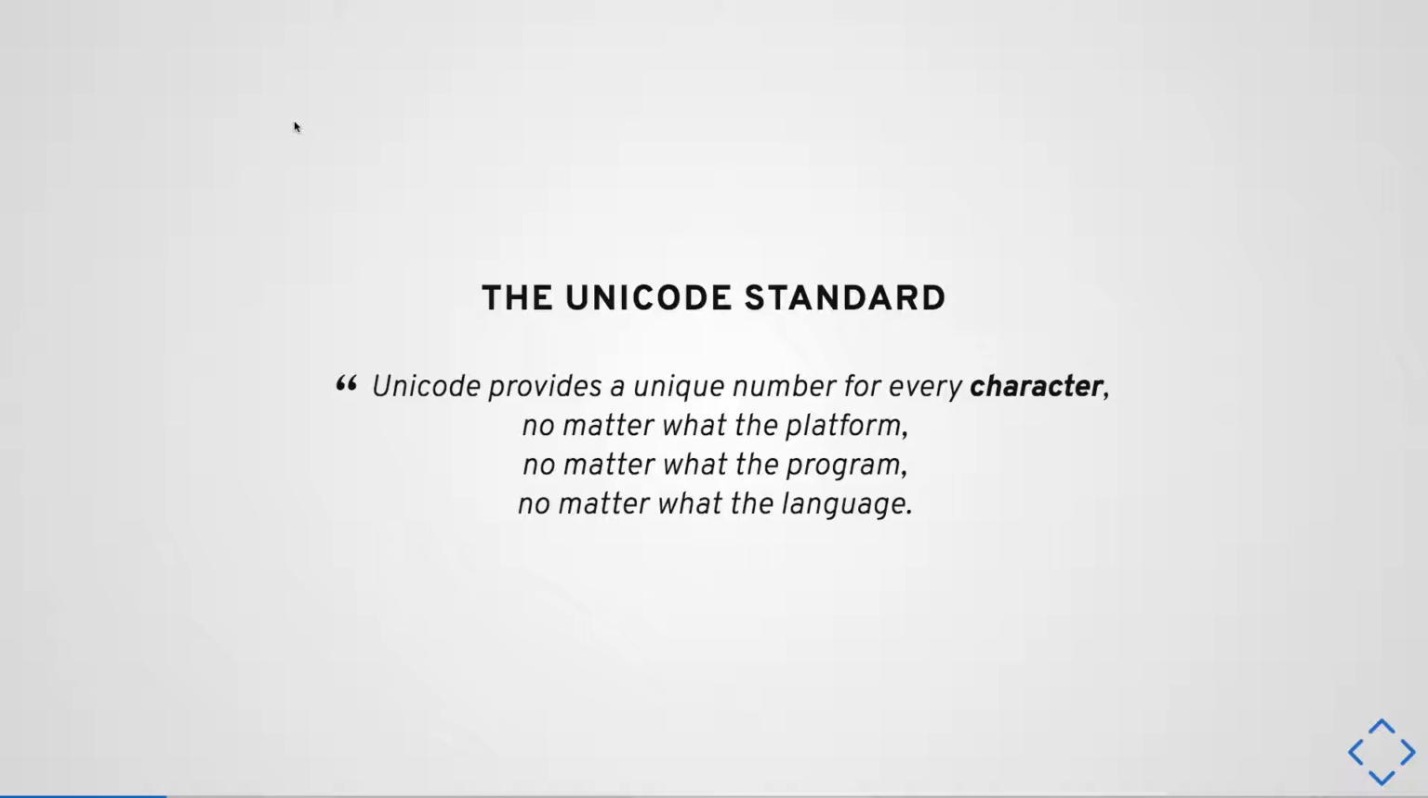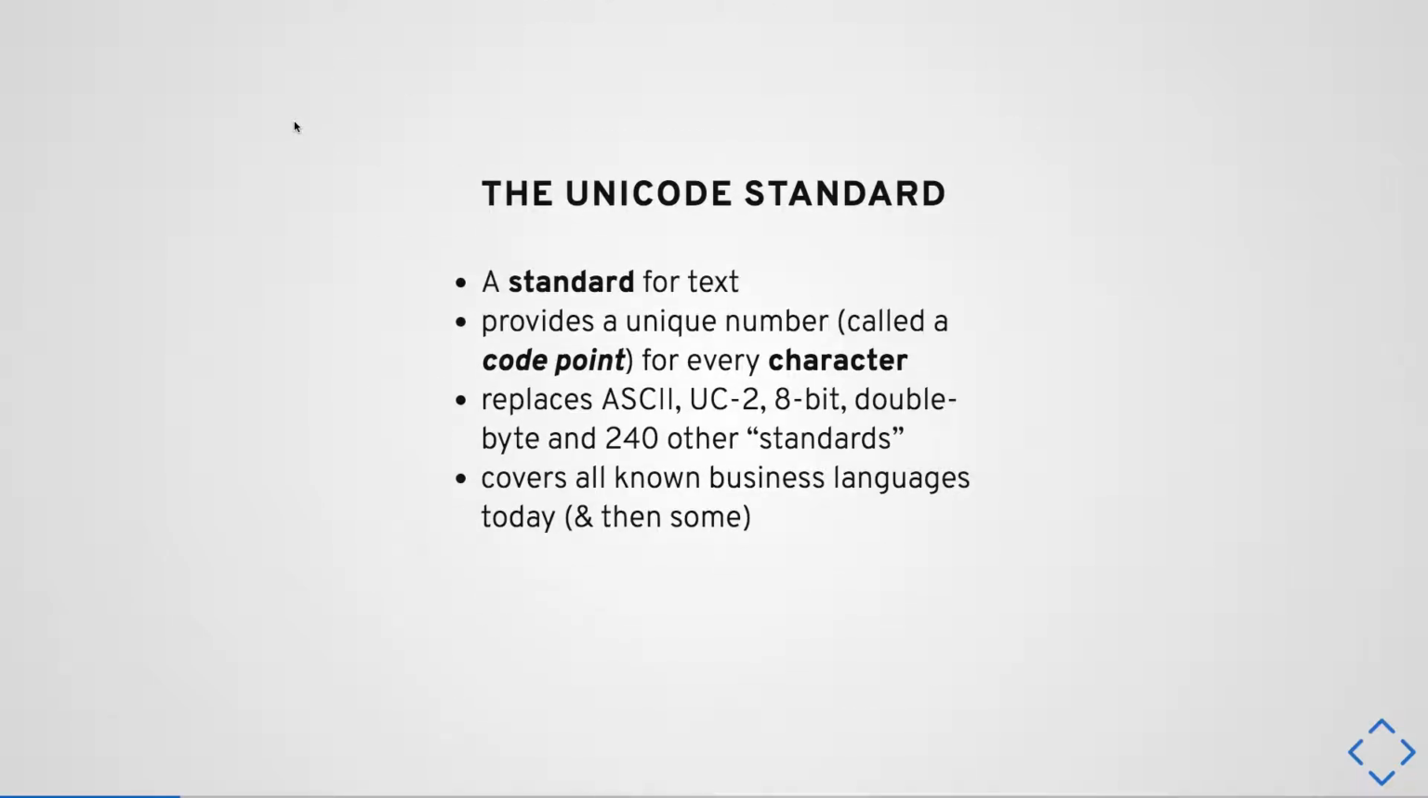And so this is where Unicode, the Unicode Standard, comes in. So Unicode provides a unique number for every character, and we'll talk about what exactly that means, no matter what the platform, the program, the language. So this is a lower level thing that is beneath. It's bigger than web development. It's bigger than Java. This is super low level. It's a standard. But the gist is every character has a number that represents it. And so it's a standard for text.